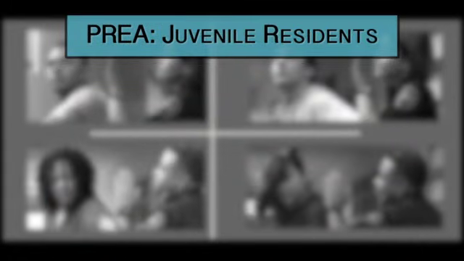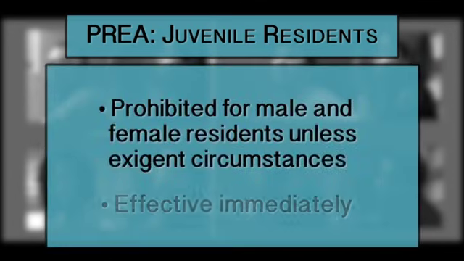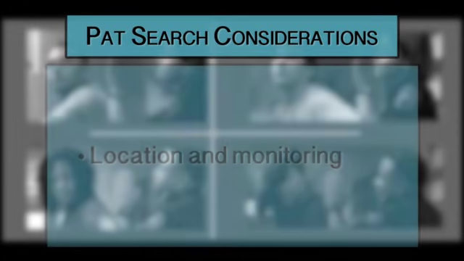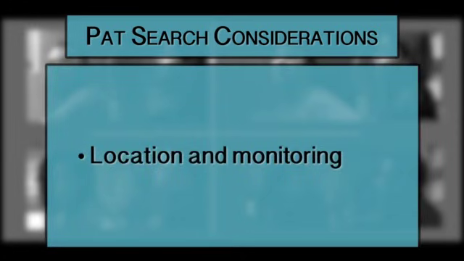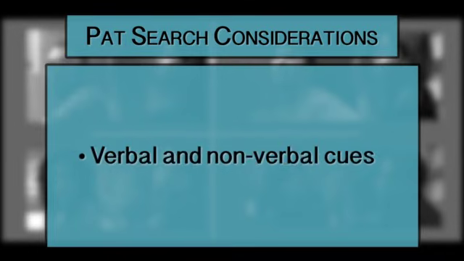In juvenile facilities, cross-gender pat searches may not be performed on male or female residents unless there are exigent circumstances. PREA requires that cross-gender pat searches of all juvenile residents and cross-gender pat searches of female inmates be documented after completion. Safe and secure pat searches include thinking about where you are conducting the search and whether there is adequate safety and supervision, either by other staff or monitoring technology. Being aware of gender-specific concerns and the possible impact of trauma history. Paying attention to verbal and nonverbal cues to determine if you should halt the search and call a supervisor.